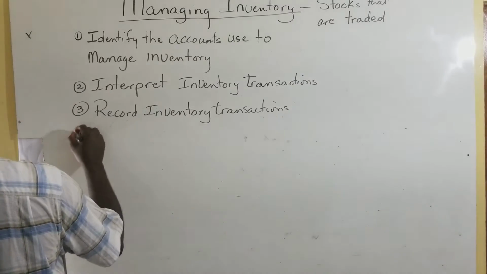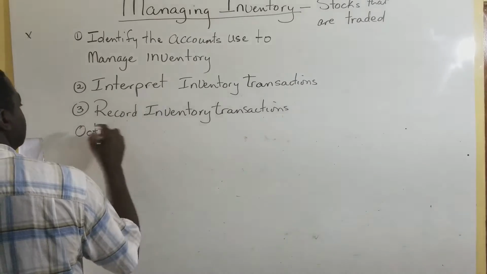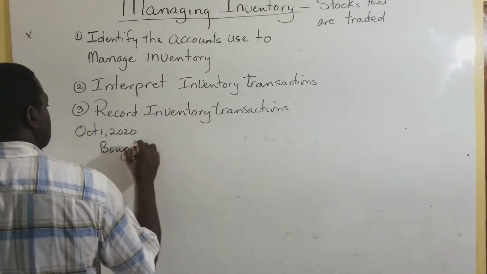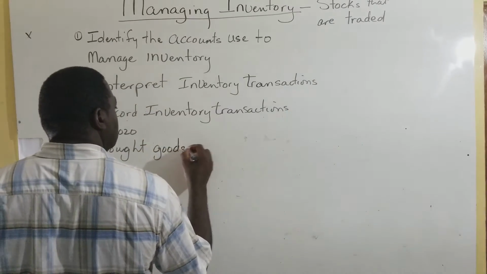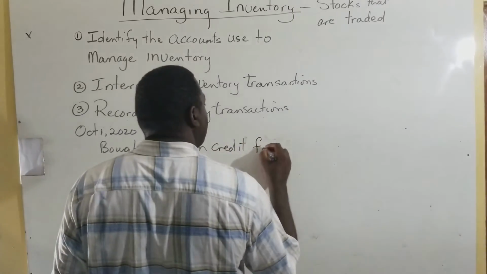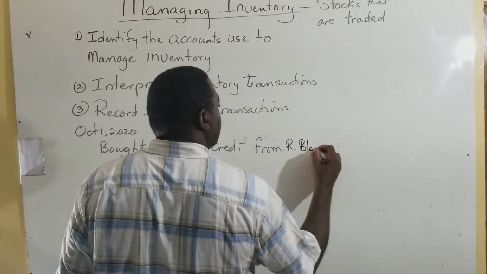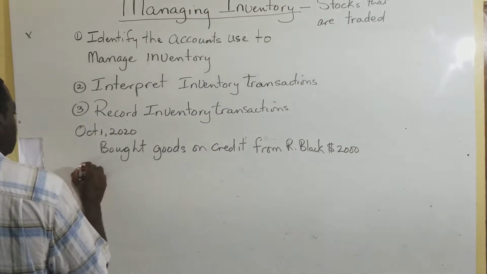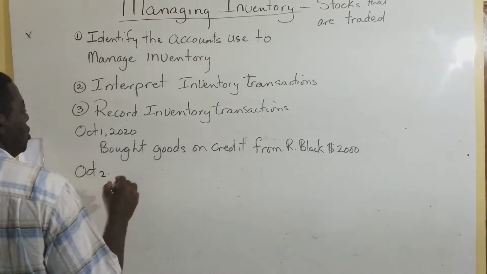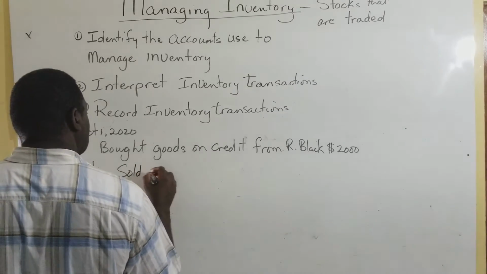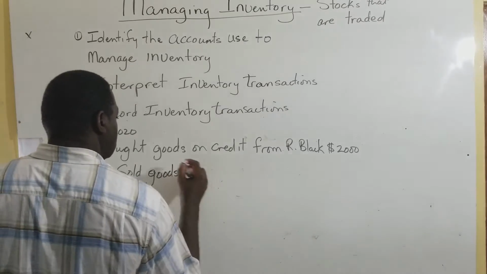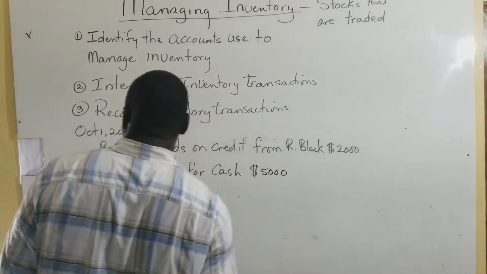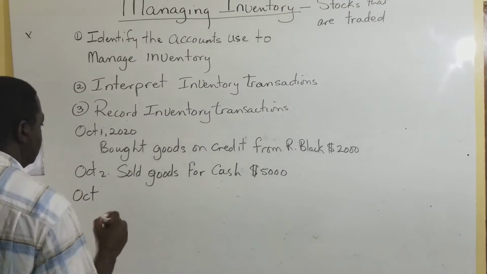So let us say it is October 1st, 2020. We bought goods on credit from our Black, and it is $2,000. That's the first. On October 2, we sold goods for cash, $5,000. Our next transaction is October 3.